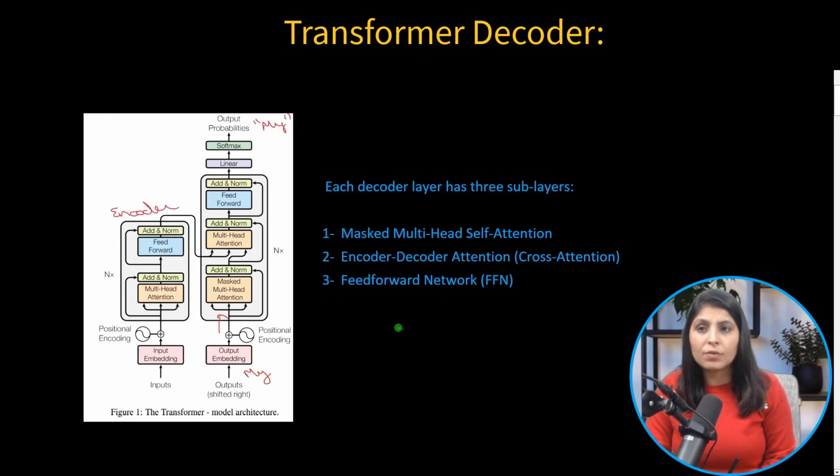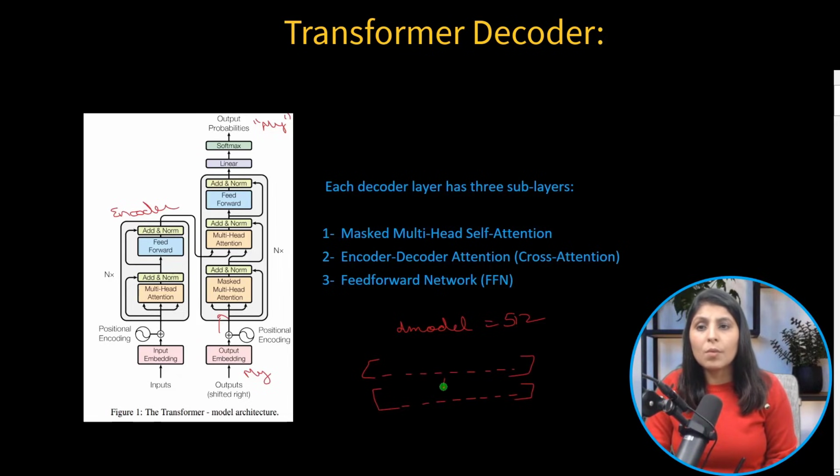D model is 512. That means this my token will be converted into a vector of size 512, a 1D vector. So you will have a 1D vector like this, and in this 1D vector you are going to have 512 numbers. Then this positional encoding vector will also have 512 numbers in it.